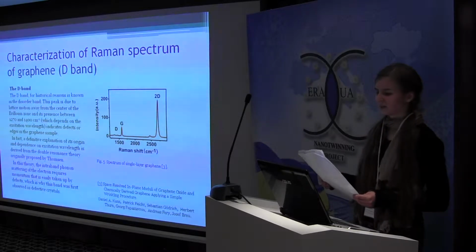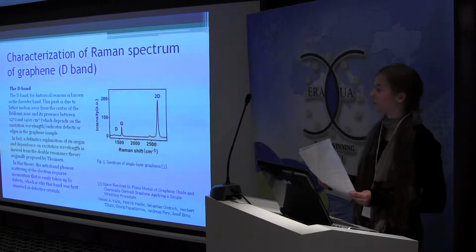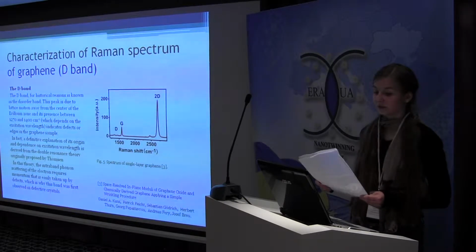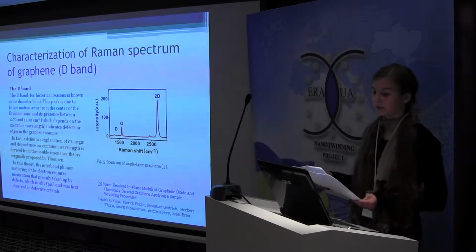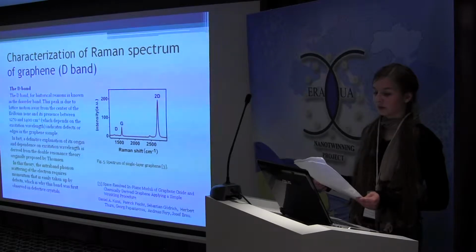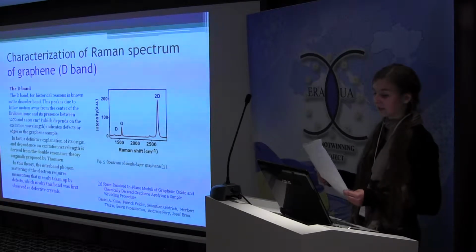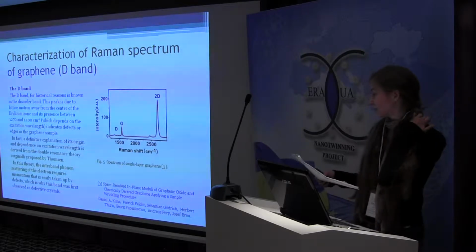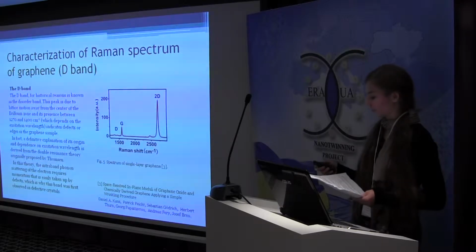In fact, a definitive explanation of its origin and dependence on excitation wavelength is derived from the double resonance theory originally proposed by Thomsen. In this theory, the intervalley phonon scattering of the electron requires momentum that is easily taken up by defects, which is why this band was first observed in defective crystals.